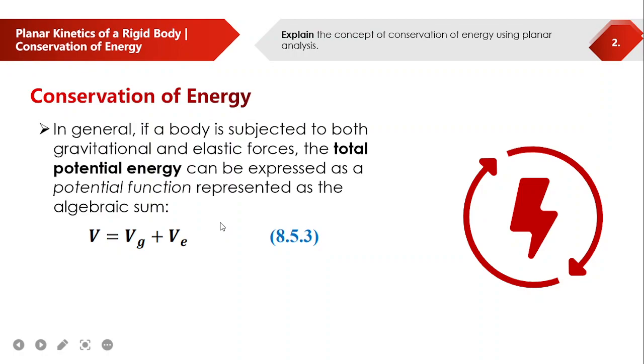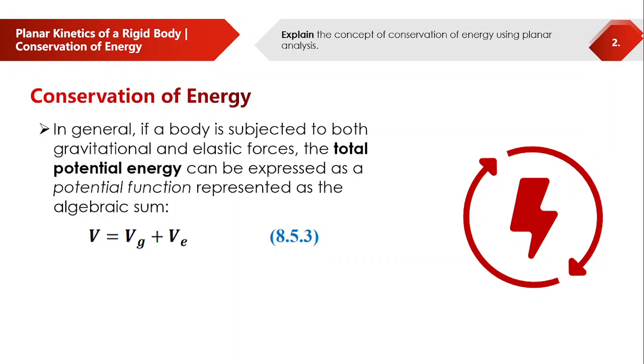Pero kung sinabi sa problem na compute the potential energy, tapos nakita mo na meron siyang gravitational, tsaka meron din siyang spring, automatic na yun, class. Hindi na kailangan i-mention pa ng problem na determine the total potential energy, hindi na kailangan i-state pa doon.